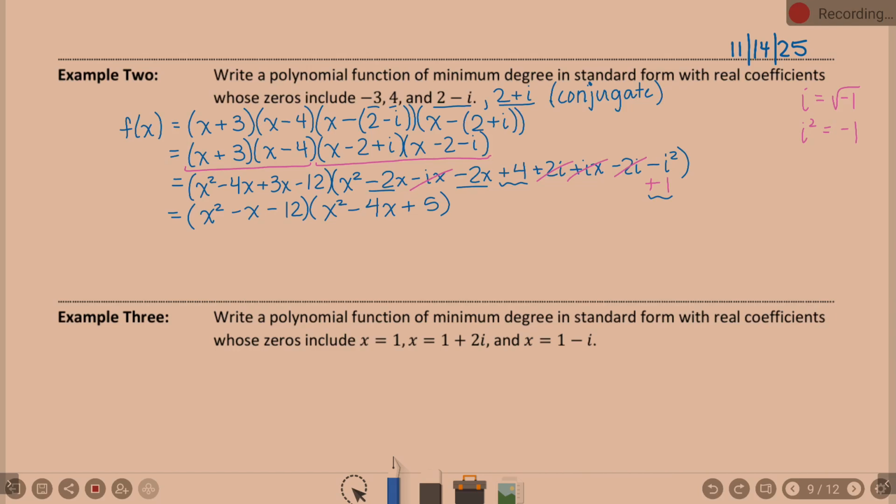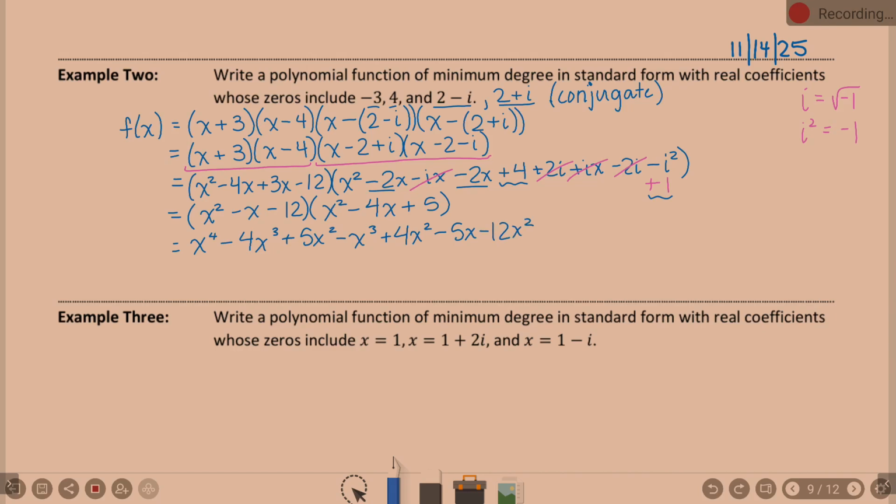Now guess what? FOIL again. Yep, FOIL again. x squared, I'm going to distribute it times x squared. x to the fourth minus 4x cubed plus 5x squared. Then I'm going to distribute my negative x. Negative x times x squared, so minus x cubed. Negative x times negative 4x is plus 4x squared and minus 5x. Now I'm going to distribute my negative 12.